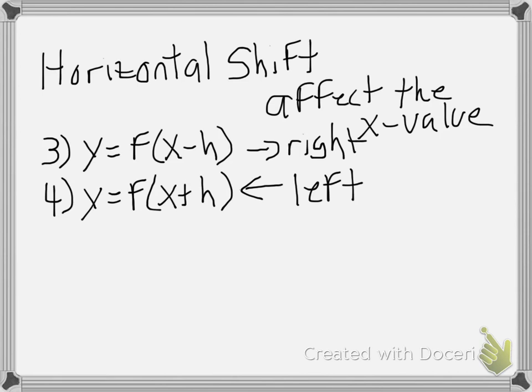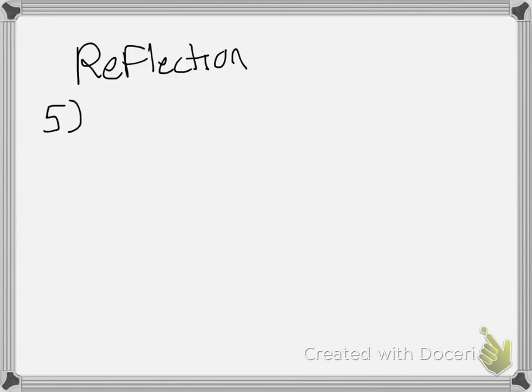A third type of transformation that we want to talk about is a reflection. A reflection about the x-axis, basically flipping it over the x-axis, is the same idea. Some of you actually remembered on Friday that if there is a negative value in front, so if you have a negative f of x, that is what flips over the x-axis.